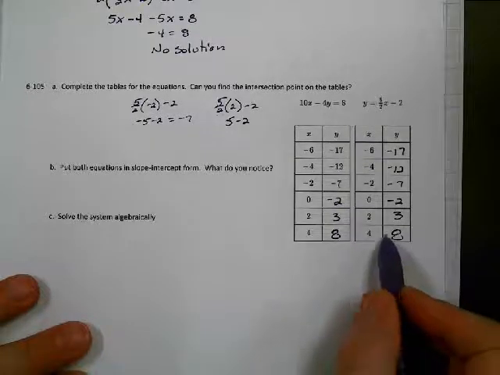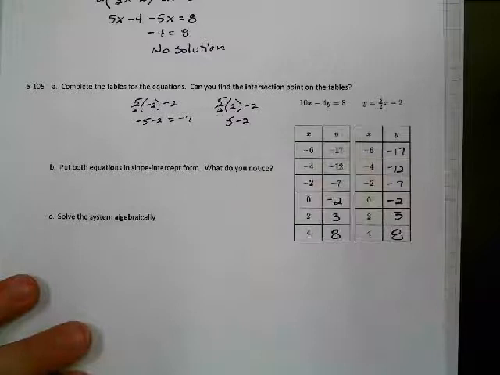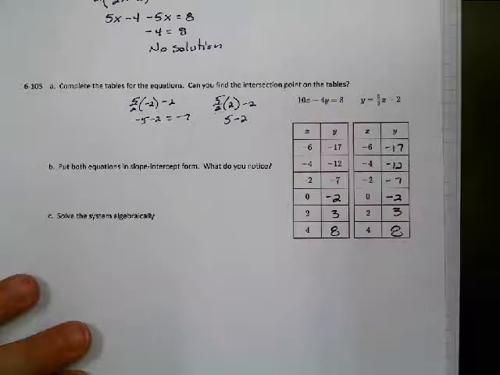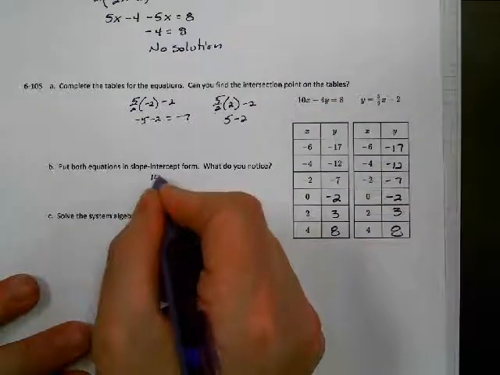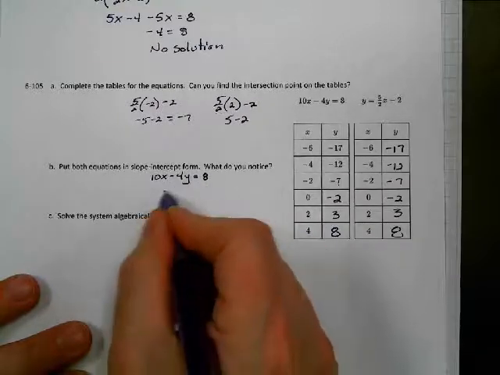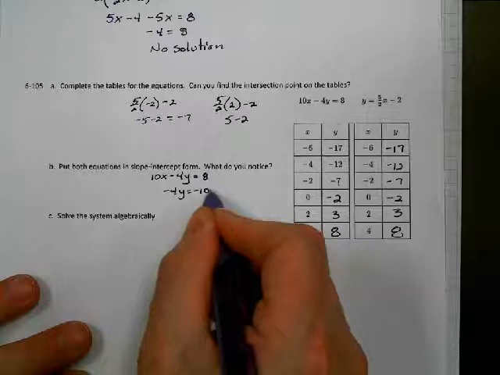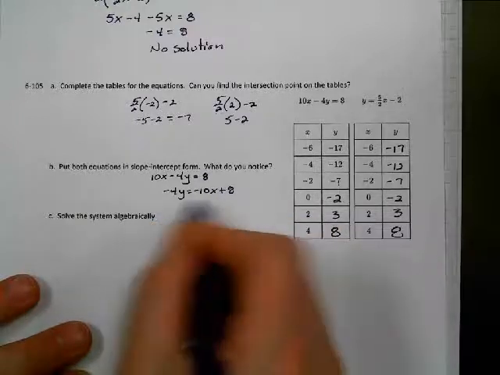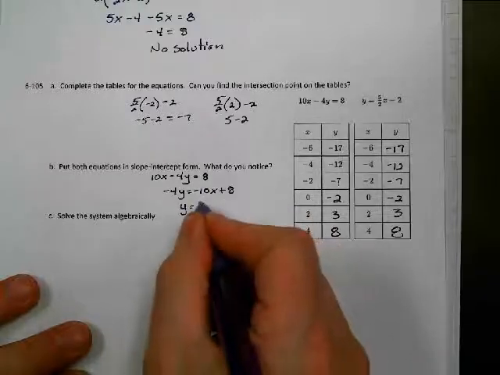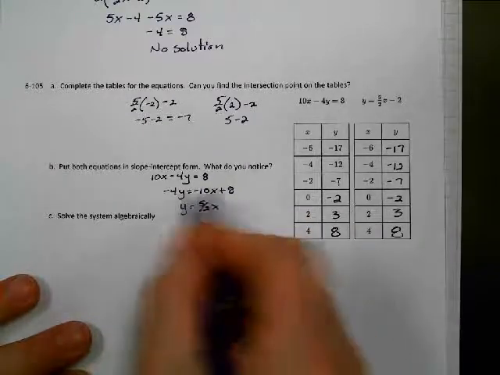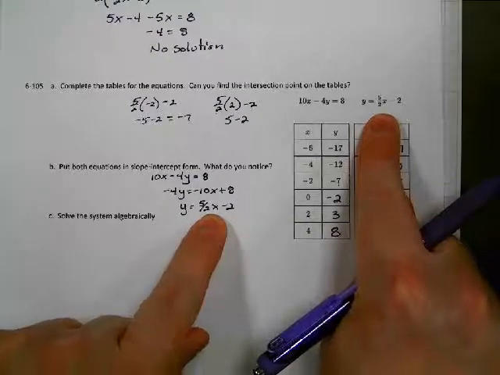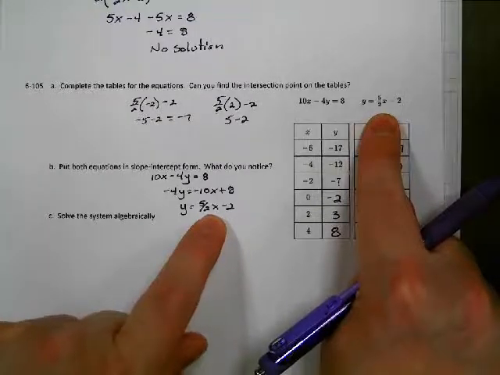Let's prove it by putting this into slope-intercept form. So I'm going to take 10x minus 4y equals 8. I'm going to subtract 10x. I get negative 4y equals negative 10x plus 8, and divide everything by negative 4. So I get y equals 10 over 4, which is 5 over 2, x, and then 8 divided by negative 4 is negative 2. Yep, look at that. They're the exact same line. Didn't look like it, but they are, now that we've put them into slope-intercept form. So this one has infinite solutions.